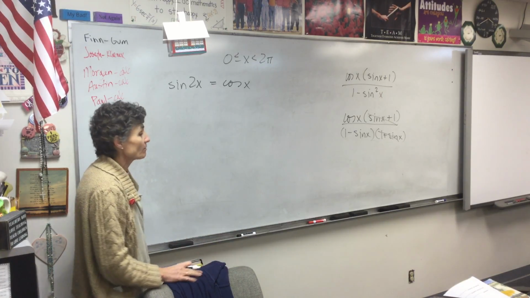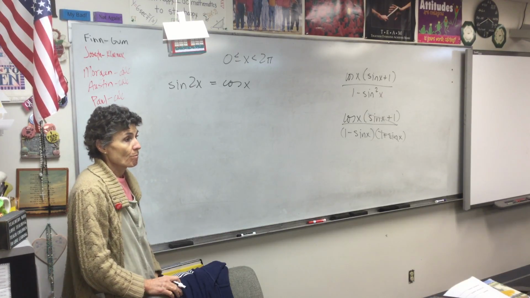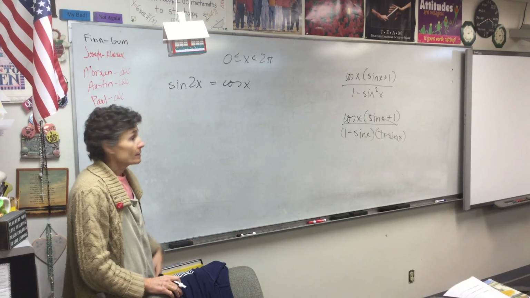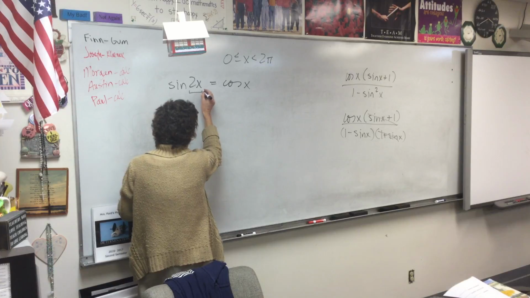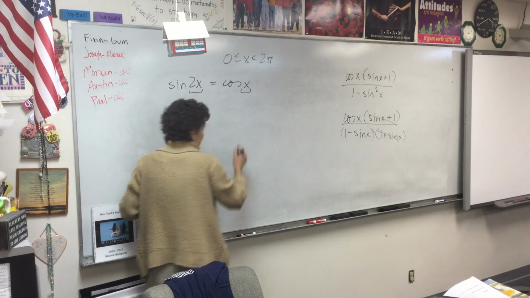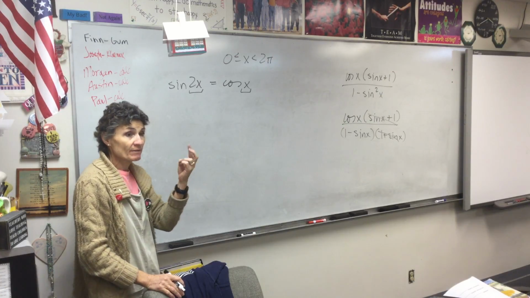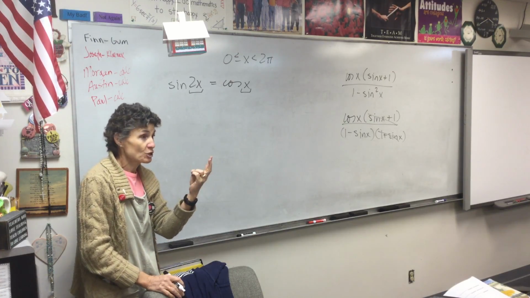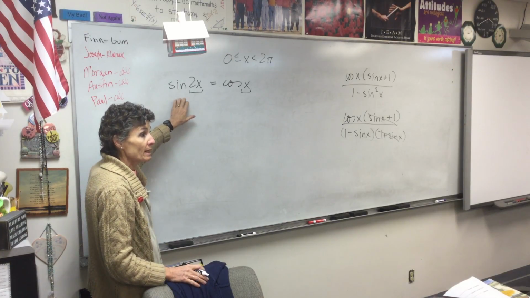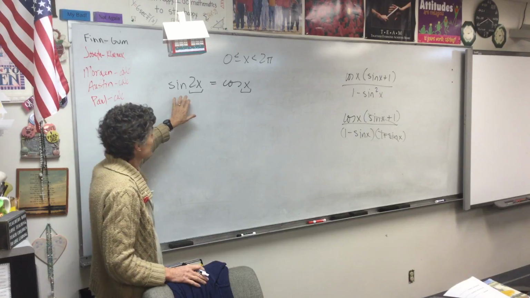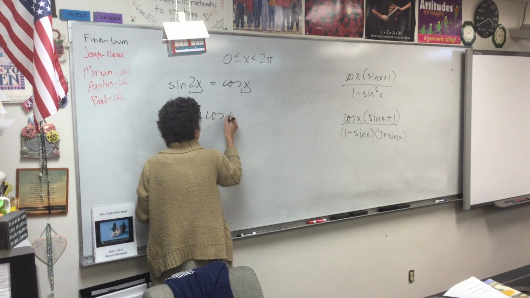All right, so what do you think when you look at this problem? What pops into your head? Okay, this is trouble. When you have a 2x and a plain x in the same equation, that's bad news. It's like having 2 variables, an equation with x's and y's. We don't want it. So, can we get plain x's? Yes, because sine 2x is 2 sine cosine.